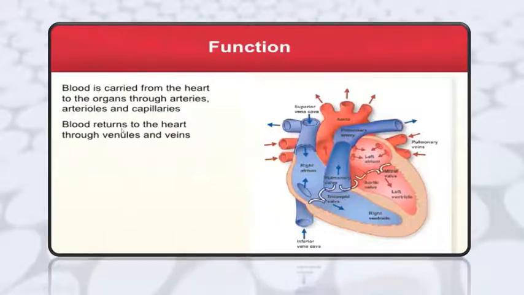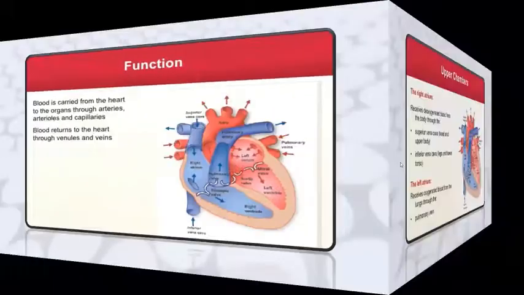The second function is that blood returns to the heart through venules and veins. The returning deoxygenated blood enters the vena cava, the inferior vena cava and the superior vena cava. So that is the main function of the heart: blood is carried from the heart to the organs through arteries, arterioles and capillaries, and blood returns to the heart through the venules and the veins.